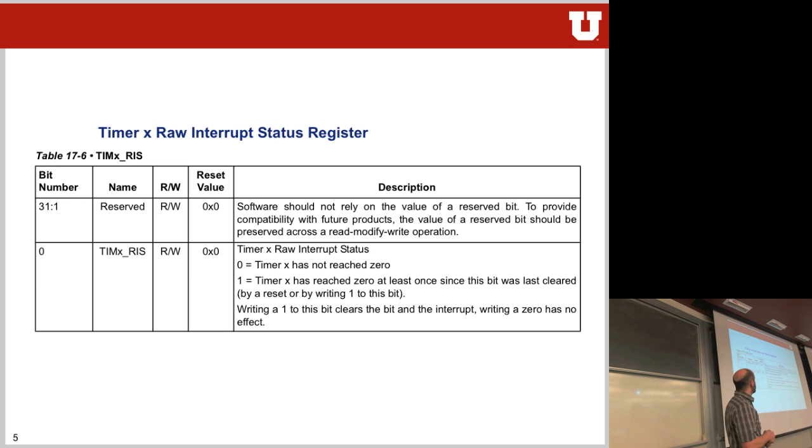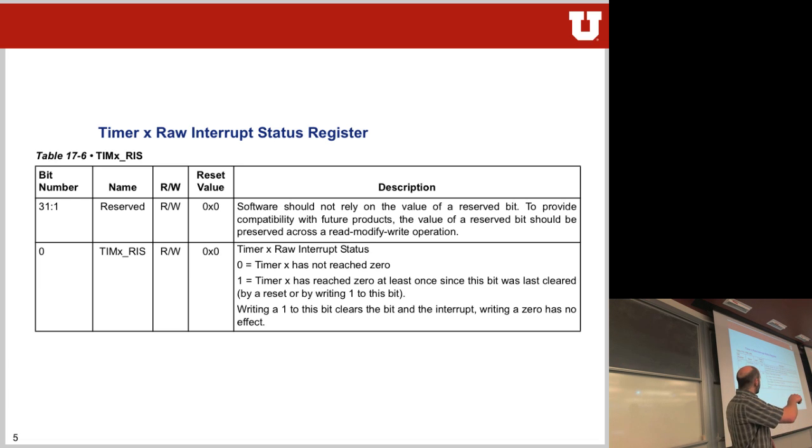Now we have this RIS register. All the bits 31 through 1 are reserved. Please don't use them. We don't exactly know what's happening. Most likely 0, but not entirely sure. And then we have the RIS bit itself. So we have timer X raw interrupt status. If it's a 0, the timer X has not reached 0, so the interrupt has not happened for this timer yet. If it's 1, timer X has reached 0 at least once since this bit was last cleared. So the interrupt is set for this particular peripheral.